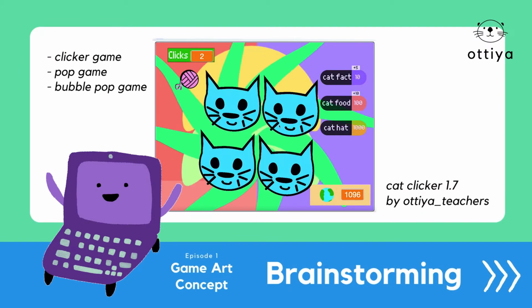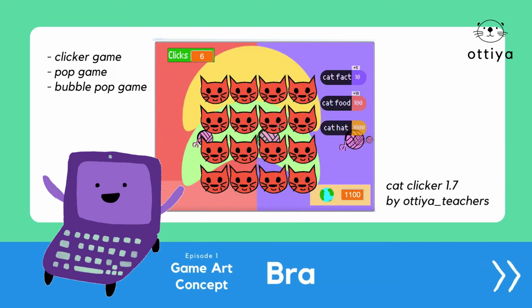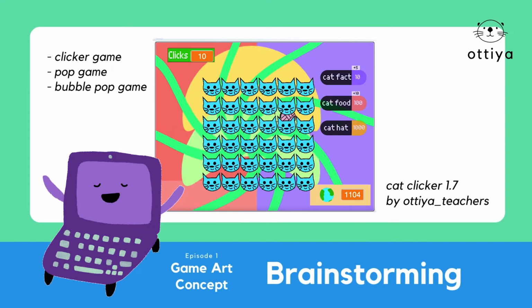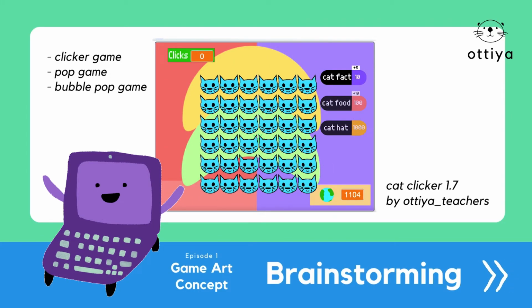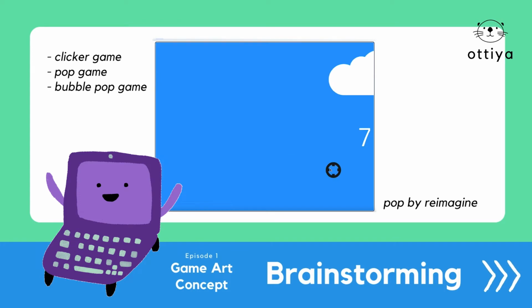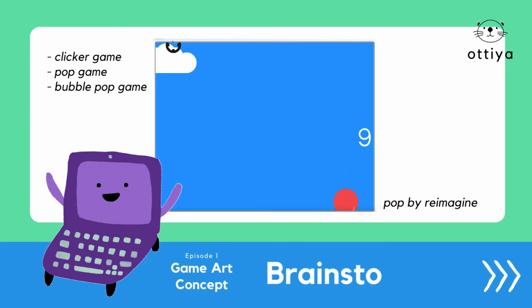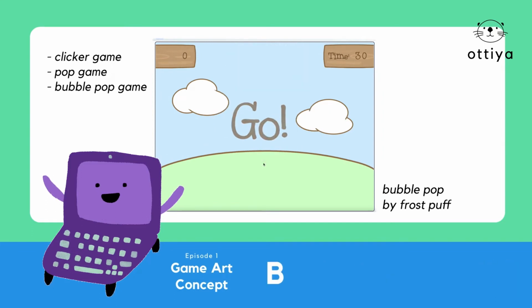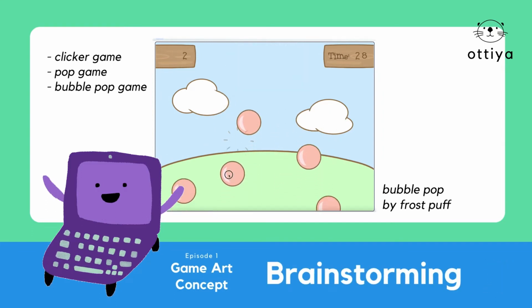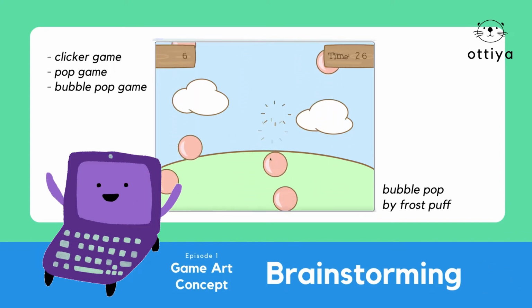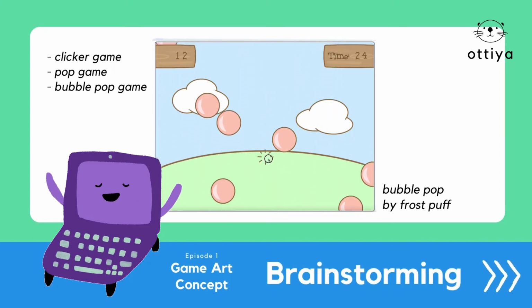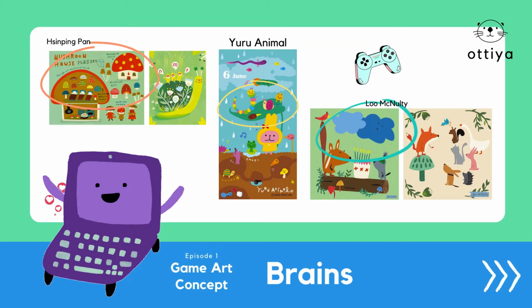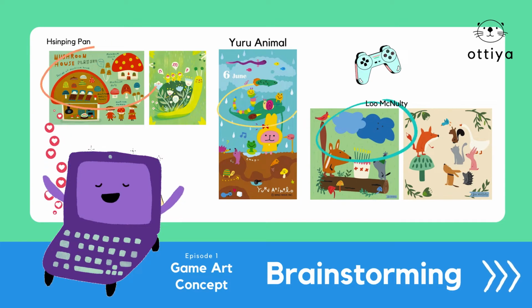So, for this Brain Pop game, I looked at a lot of clicker games, pop games, and bubble pop games. I was thinking about how I could make a clicker game that was a little bit more advanced than the simple ones that I see. How could I incorporate a timer, a scoreboard, and a high score? I really liked all the games on Scratch, and the Bubble Pop game by Frost Puff gave me a ton of inspiration for the code as well.